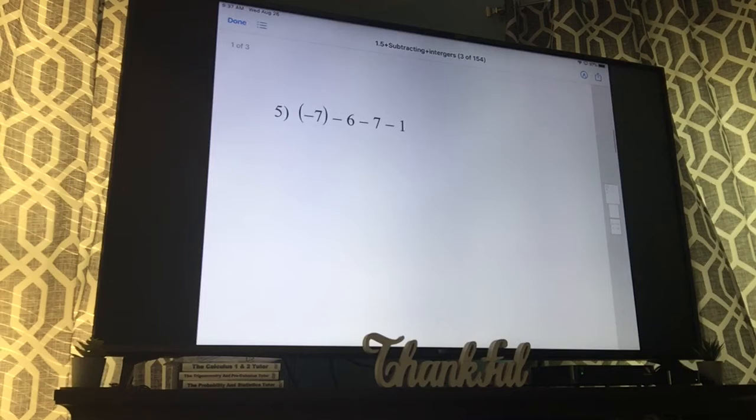Negative 7 minus 6 minus 7 minus 1. So negative 7 minus 6 is going to give you negative 13. Okay, so for this part, you're going to get negative 13. We still have a minus 7 minus 1. So negative 13 minus 7 is negative 20. And we still got a minus 1. Negative 20 minus 1 is negative 21.